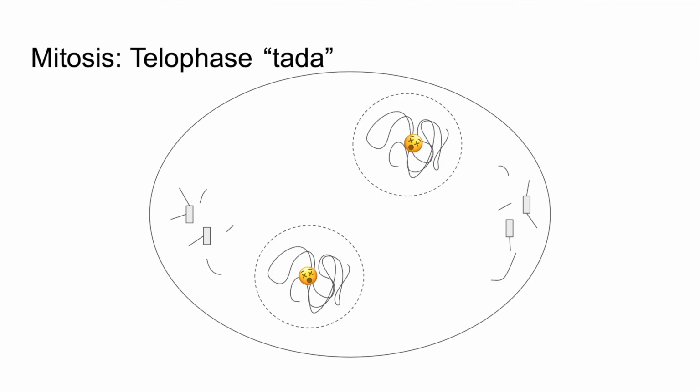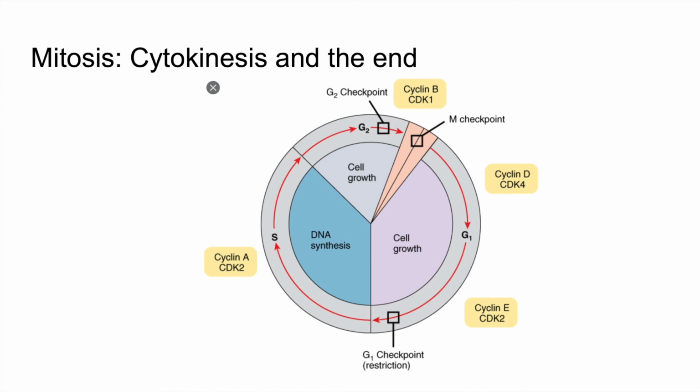Telophase. T stands for ta-da, as the cell reverses all the things that it has done in prophase, unraveling the chromosomes, allowing for the membrane to reform and the spindles to retract. Then you move on to cytokinesis. After that, the cell goes back to growth 1, G1, and the cycle continues.